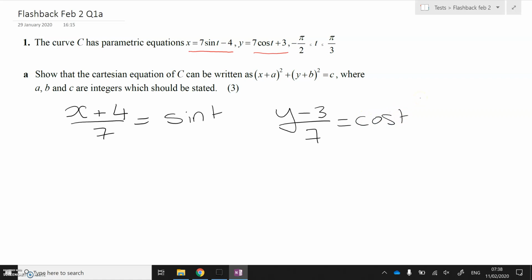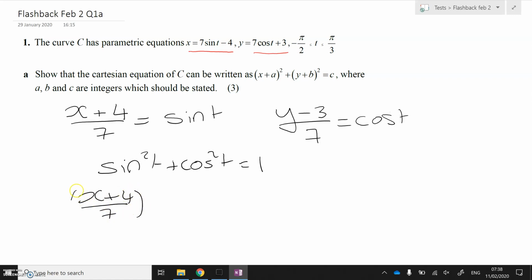Now that we've made sin t and cos t the subject, we can sub them into the identity sin squared t plus cos squared t equals 1. So we get ((x plus 4) over 7) squared plus ((y minus 3) over 7) squared equals 1.